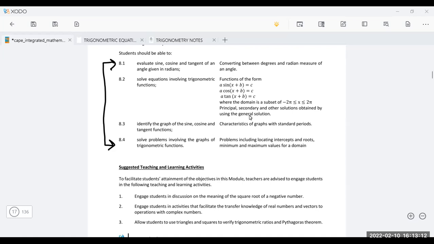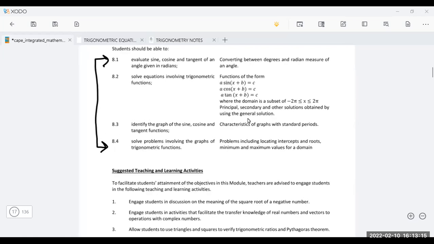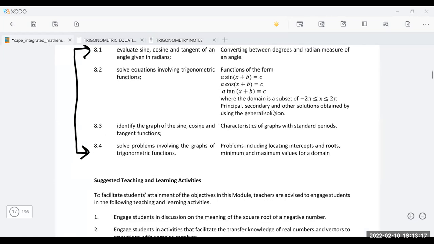So next week, we're going to look at what's known as general solution. We also know to solve any trig equation of the form sine, cos, or tan, whether it's going to lead to a quadratic, whether we have to use sine square plus cos square, as long as it's in the form a sine, a cos this, a tan this, we know to solve it. We know to evaluate sine, cosine, and tangent of any angle, because we can set up a right angle triangle. So next week, we're going to do general solution. We're also going to look at graphs and maximum and minimum.